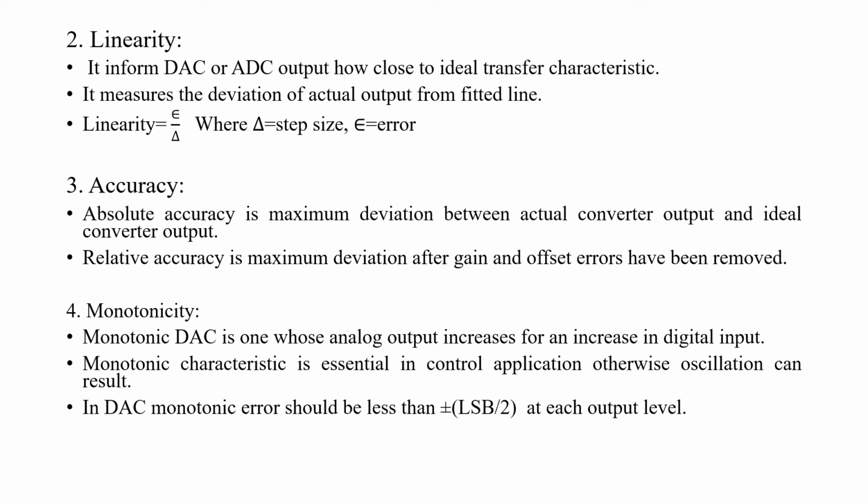Then the second is linearity. It informs how close the digital to analog or analog to digital converter output is to the ideal transfer characteristic. It measures the deviation of the actual output from the fitted line. The formula of linearity is E by delta, where E is the error and delta is the step size.